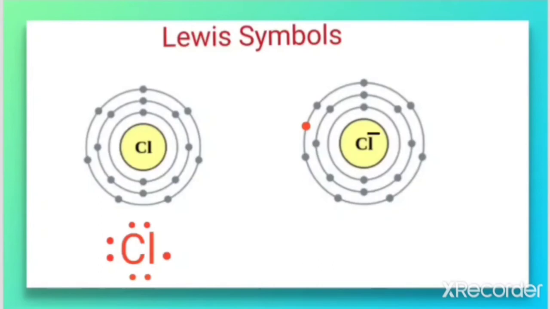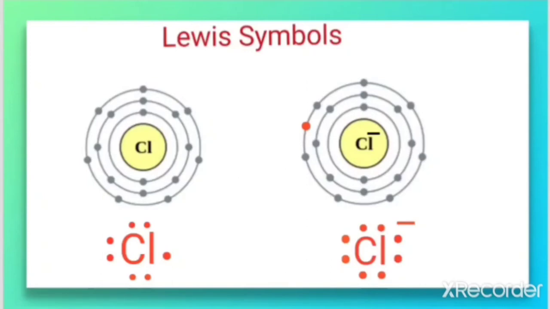So how we write the Lewis symbol for the chlorine atom, we have discussed. But how do we write the Lewis symbol for the chloride ion, that is Cl minus? We have already written the Lewis symbol for the chlorine atom, having 7 valence electrons, therefore we have made 7 dots. But with the gain of 1 electron, we have to keep 1 more dot with a negative sign.